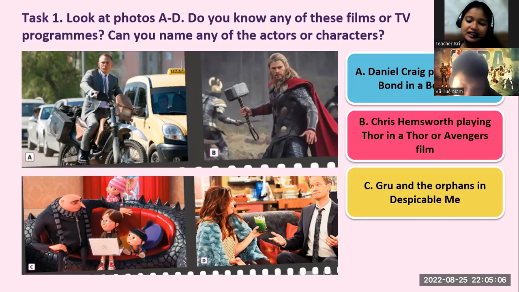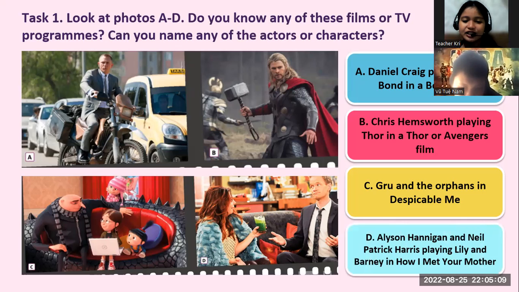All right. And for letter D, the actors are Alison Hannigan and Neil Patrick Harris. They are playing Lily and Barney in How I Met Your Mother. So this is a kind of comedy movie. Okay? Alright, so do you have any questions about these movies? No, I don't have any question. Alright. Okay, so it means that you understand who are the characters and the movie as well.